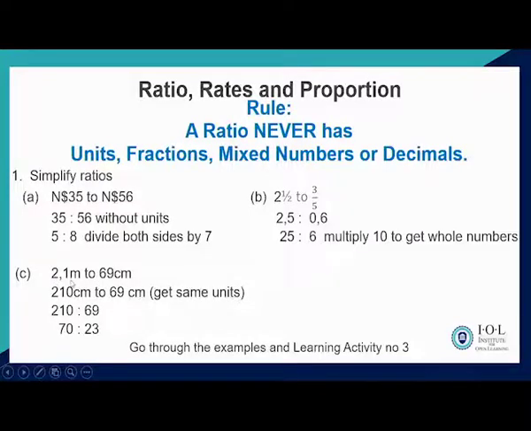Number C, there's different units. This one is in meter, 2.1 meter and 69 centimeters. First get all to the same unit, centimeters. Then you leave out the units. Now they're in the same. Now I can write the ratio, 210 to 69. And I have to simplify, and the only common factor that I see there is 3. So I divide the left by 3 and the right. So we divide by 3.